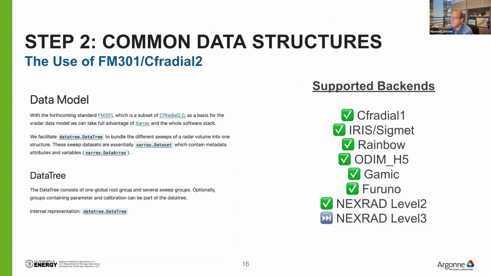So far, some of the common data structures that we have reading in is CF-Radial-1, which is a specific flavor of NetCDF that we load in there. We also have Iris Sigmet, Rainbow, Odim H5, Gamic, Furuno, and then NEXRAD Level 2.